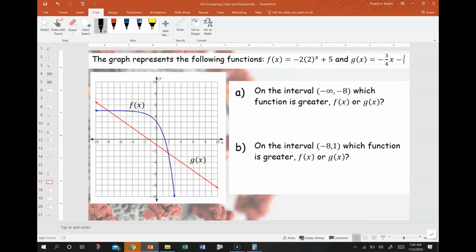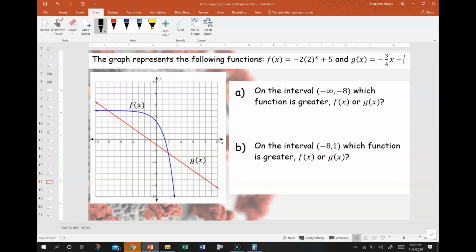Alright, so this graph represents the following functions. F of x equals -2 times 2 to the x plus 5, and g of x equals -3/4 x minus 1. Okay? Not too shabby here.